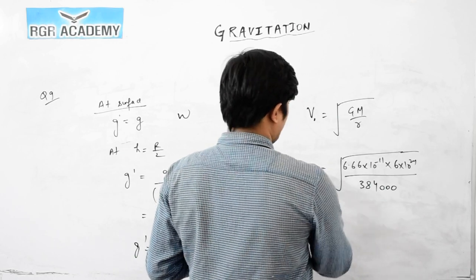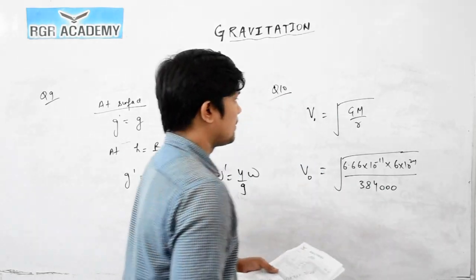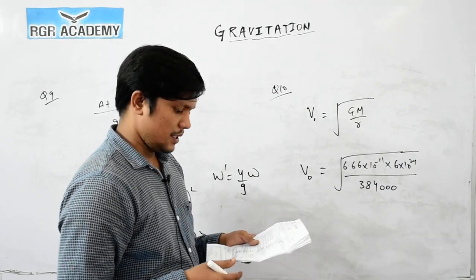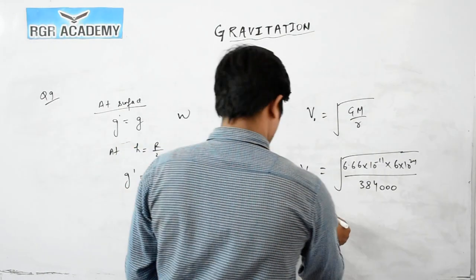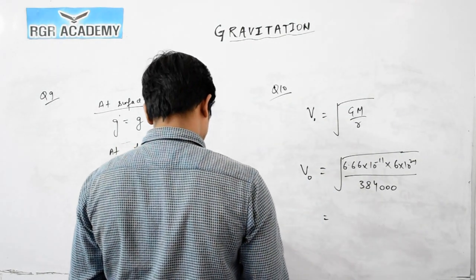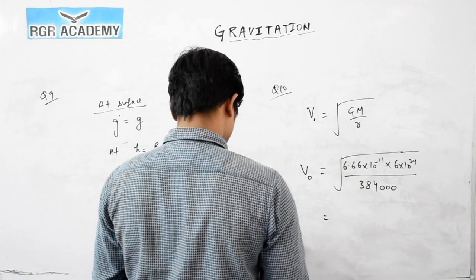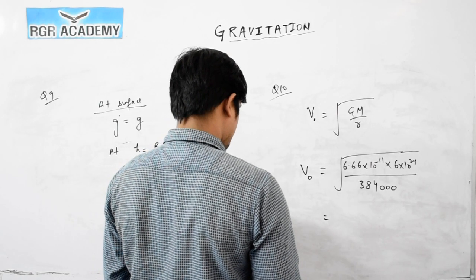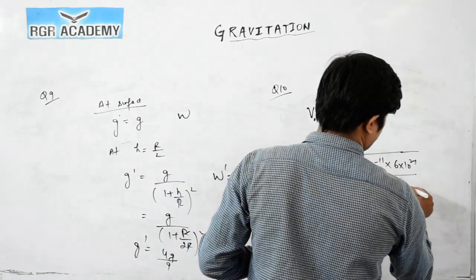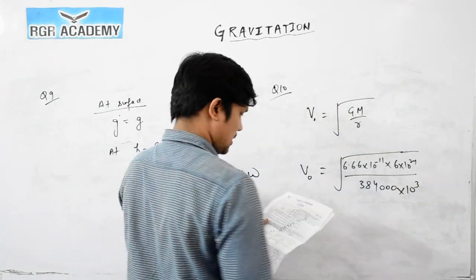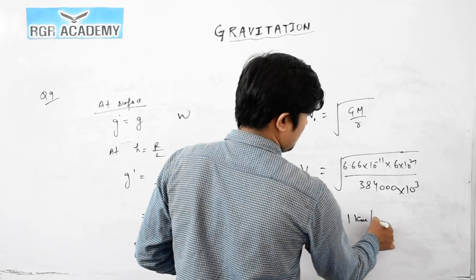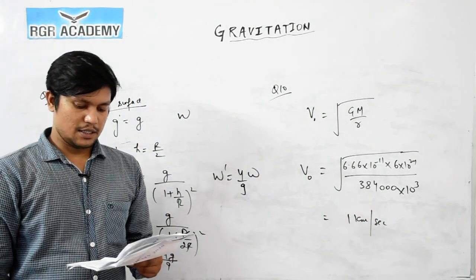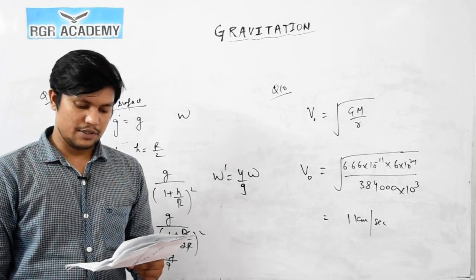Okay. So v naught, already we have taken in kilometers. Okay. So the answer will be, if you solve this for question number 10, the value of G is in Newton meter, so we have to consider here in meters. Okay. So after solving this, the answer will be 1 kilometer per second. So for question number 10, answer is 1 kilometer per second. Now question number 11.